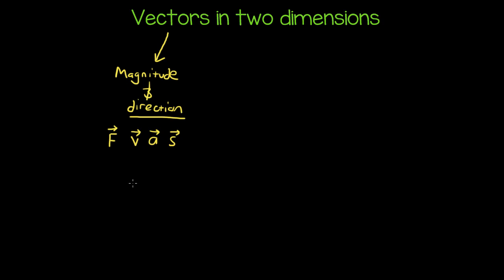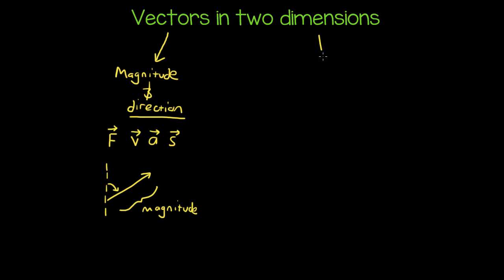The way we represent vectors, as you'll remember from last year, is with an arrow. So we'll draw something like that, where the length of the arrow indicates the magnitude, and the direction of the arrow with respect to another direction gives us the direction of the vector. So you'll remember all of this from last year. The only difference is that in grade 11 you have to worry about vectors in two dimensions now.